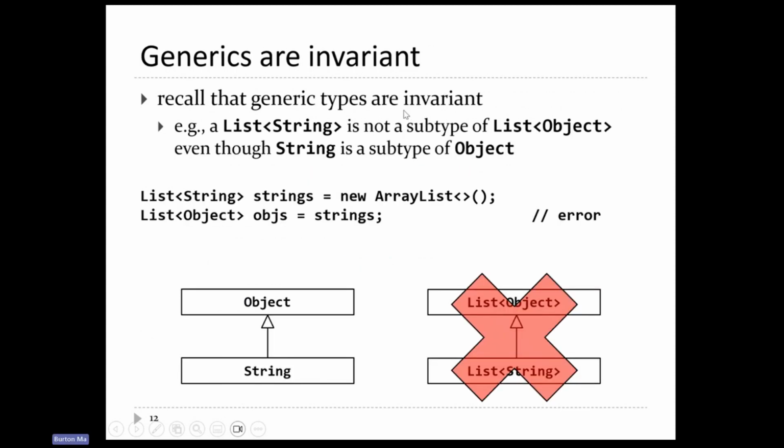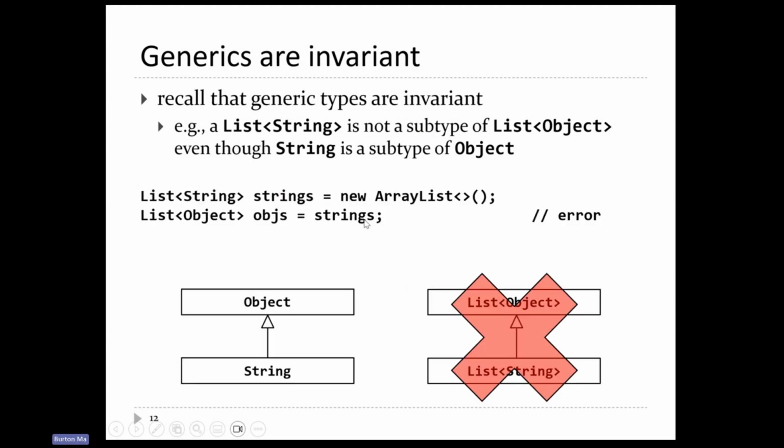Okay, so there's something funny about the way generics behave in inheritance. Remember I told you that generics are invariant, right? So here you have object and string. We know that string is a descendant class of object, right? String is a subtype of, a subclass of object. If you have a list of object and a list of string, though, there is no relationship between them. So list of string is not a subclass of list of object.